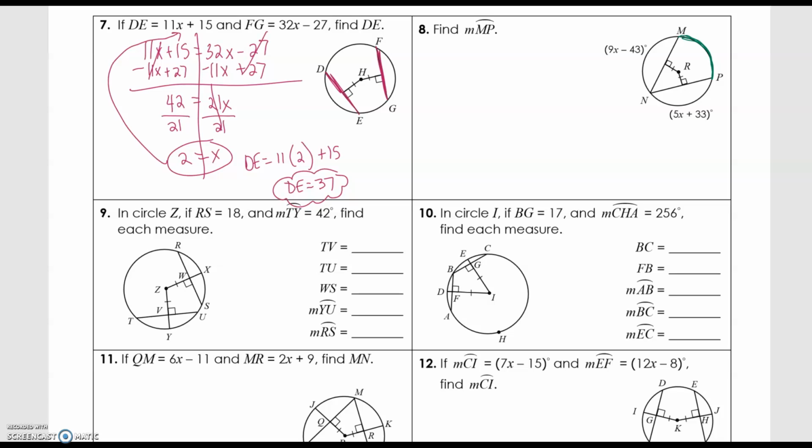And all I really know is that this little segment is congruent to this little segment, which tells me that MN is congruent to NP, and that means that arc NP and arc NM are going to be congruent. So I can set up my equation.